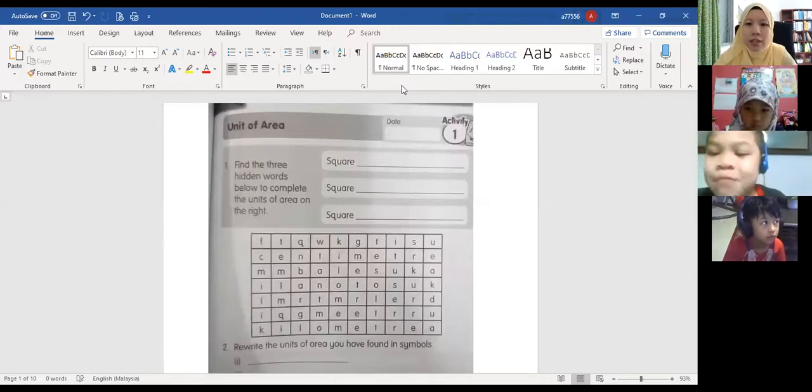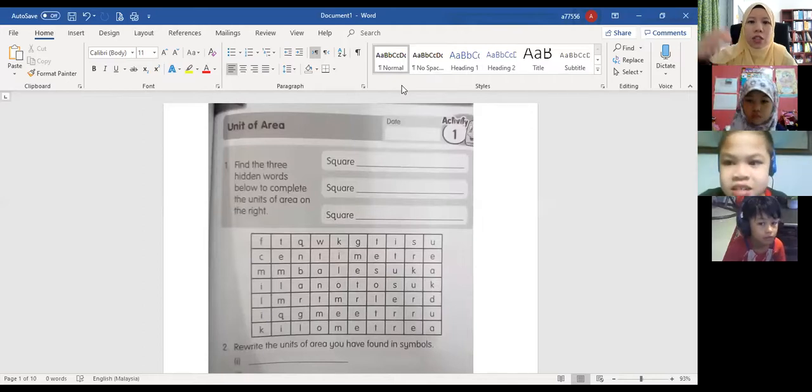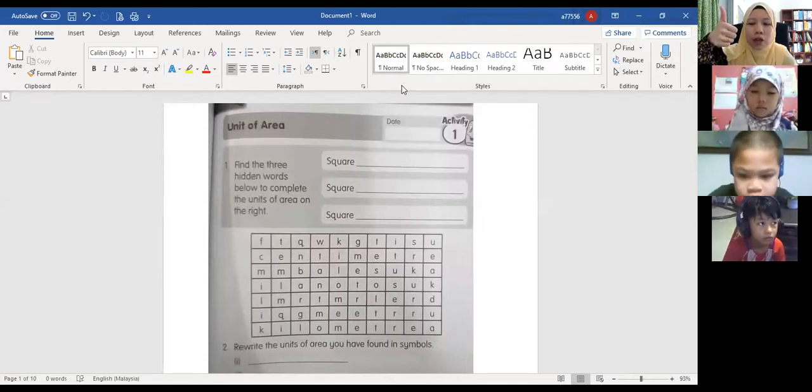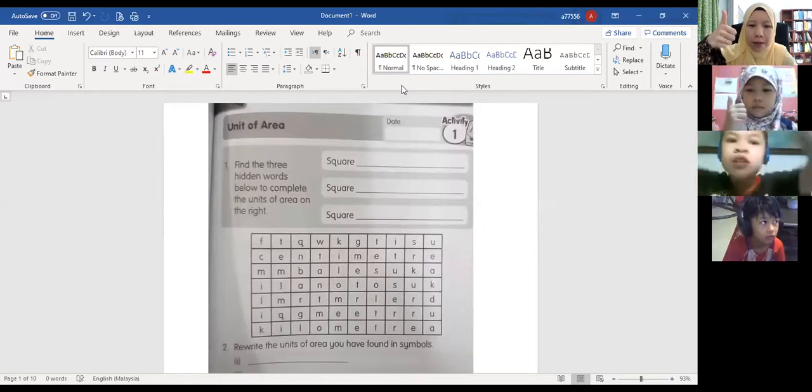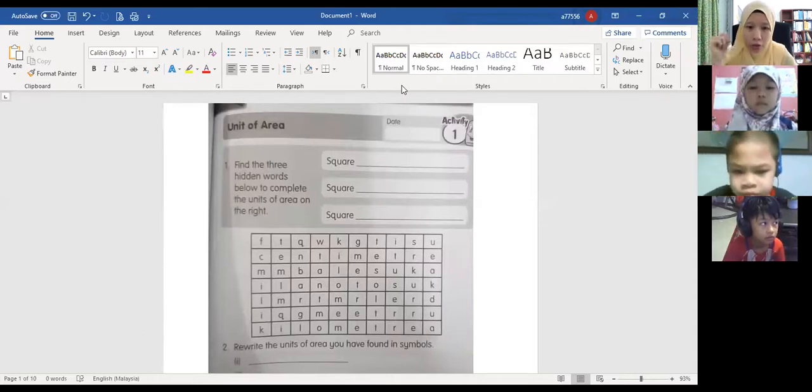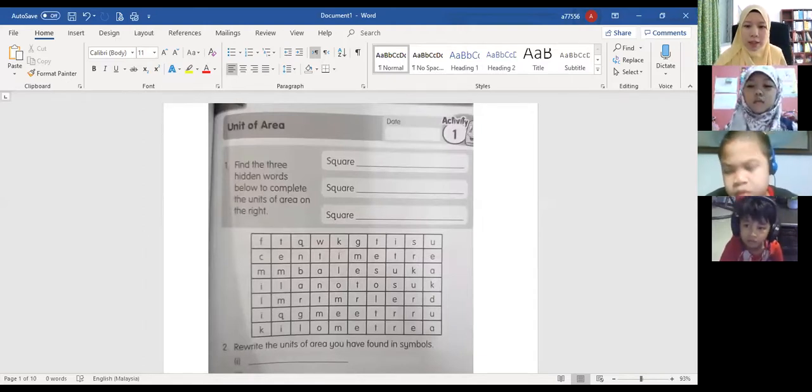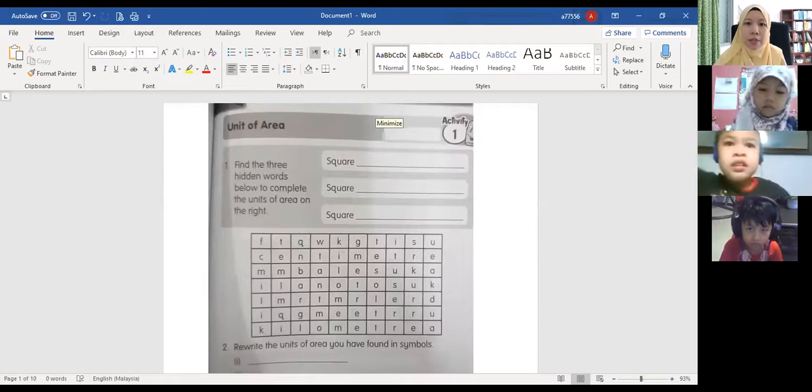Okay, everyone, can you see my face? Kalau boleh tengok muka teacher, show me like this. Boleh tengok, nampak tak muka teacher? Okay, nampak. Can you hear my voice? Boleh dengar suara teacher? Okay, good. Putri, check back your internet. Maybe your internet line is slow. That's why you cannot see my face. Okay? Because your friends can see my face and also hear my voice.